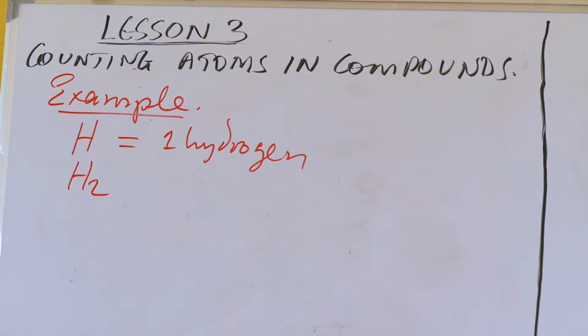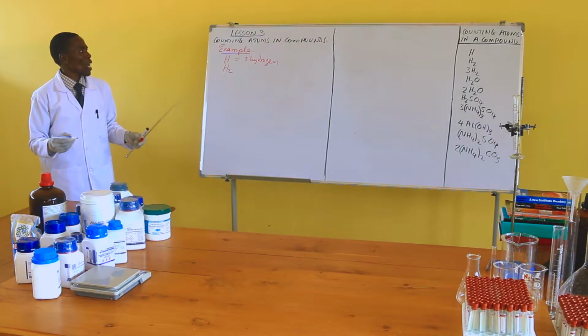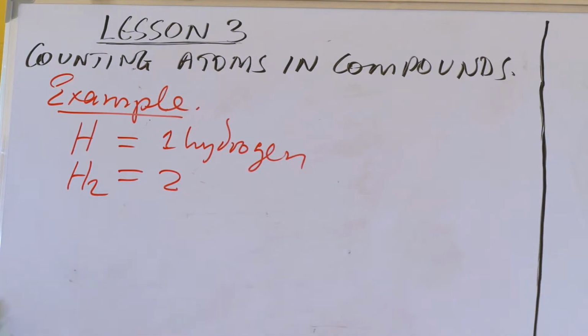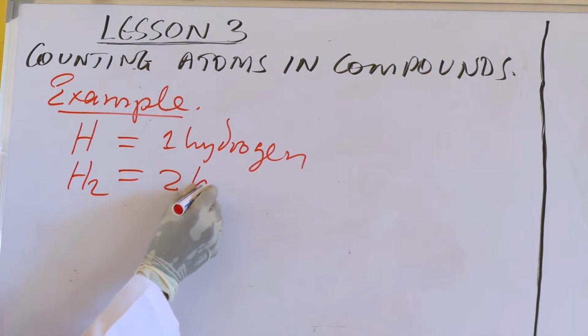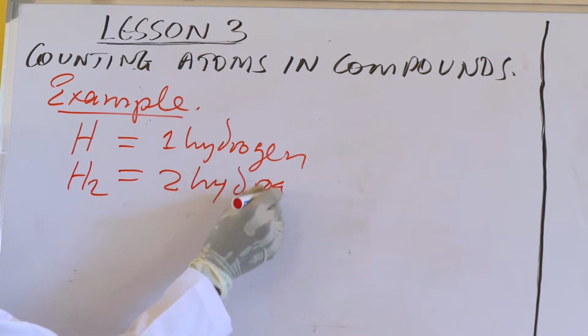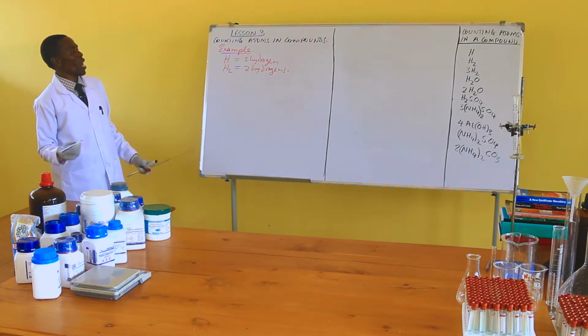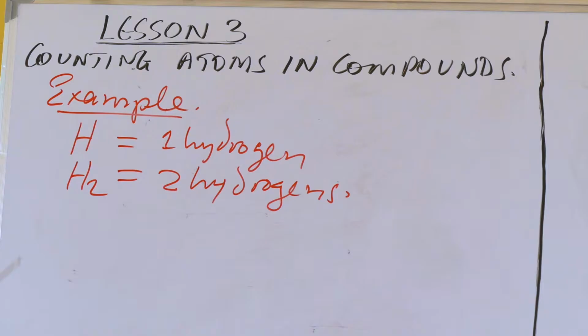Now, how many hydrogen atoms are there in here? Here it counts 2. This one counts 2 hydrogen atoms. If it appears like this, it is 2 hydrogen atoms.